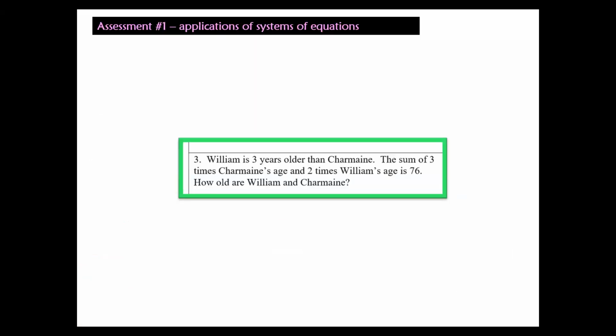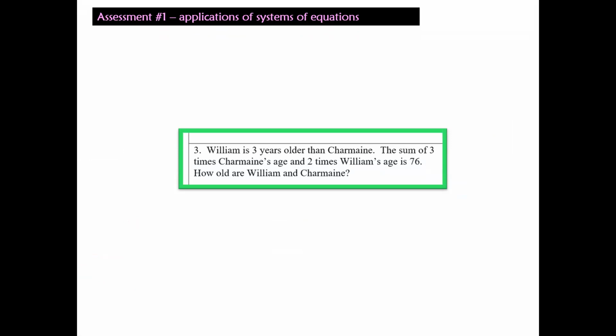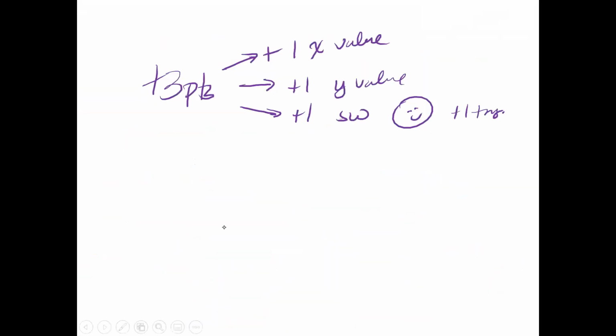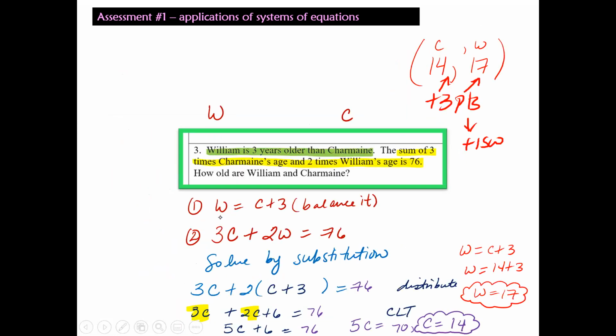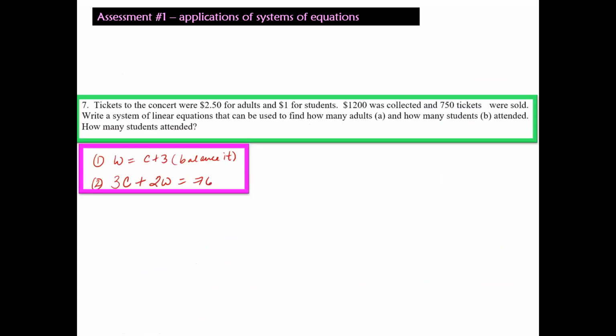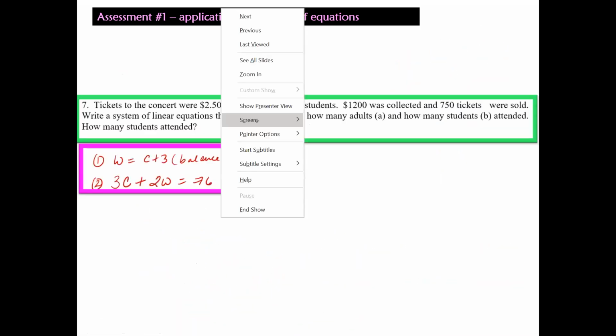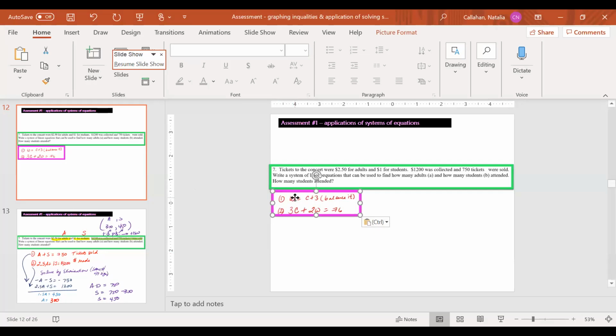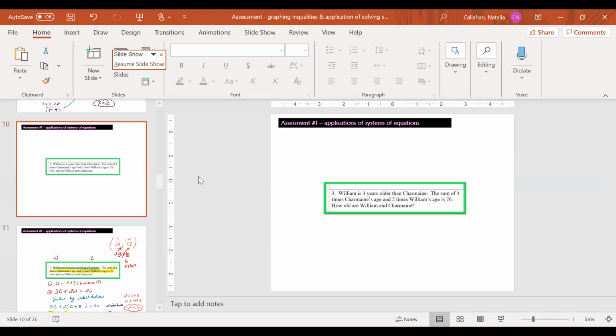Okay, so for question number 3, it's given to you that... oh, you know what? I actually added this to the wrong one. So let's do that one more time. Stay with me here. Okay, there we go.